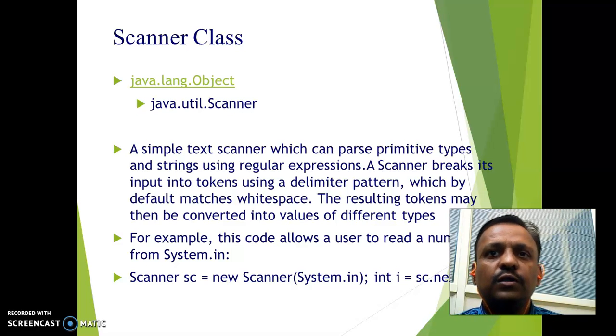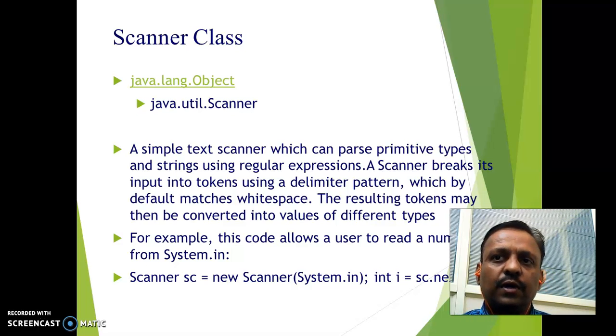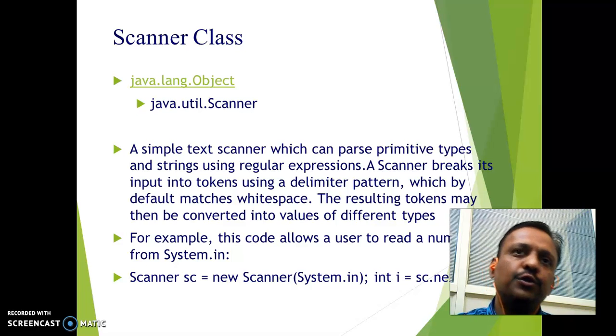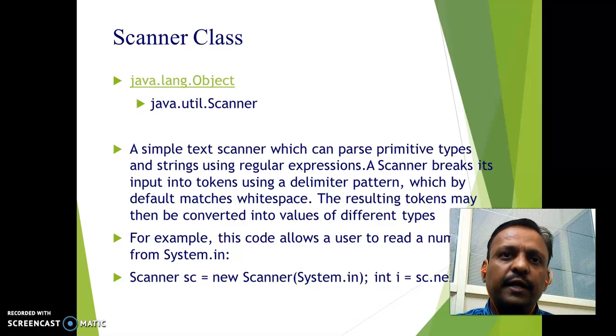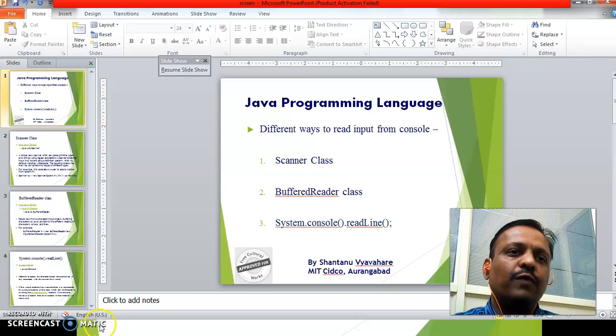For example, this code allows the user to read a number from System.in. That is, you have to create an object of Scanner, Scanner sc. sc is the object which is equal to new Scanner(System.in). And then you have to read the scanner integer into a primitive integer, that is i. So int i = sc.nextInt(). This is the method nextInt which is used for taking an integer input. So now we have to go for one example.